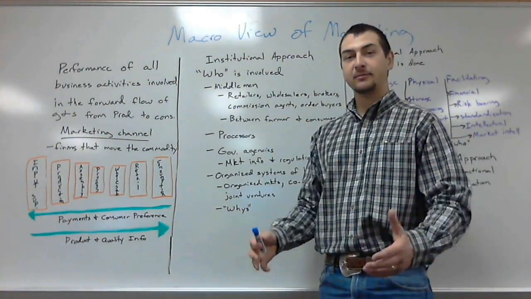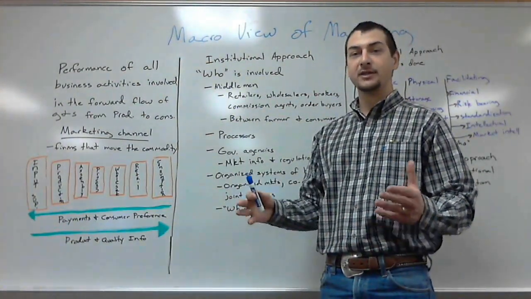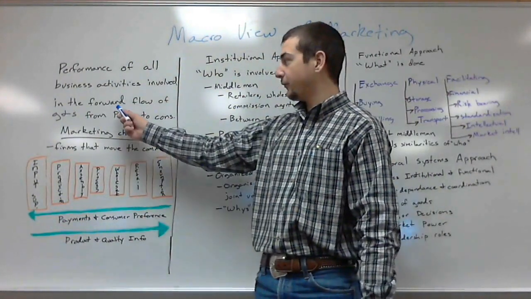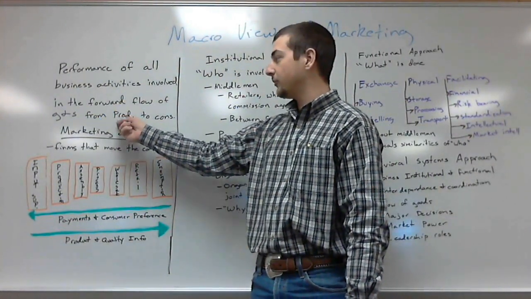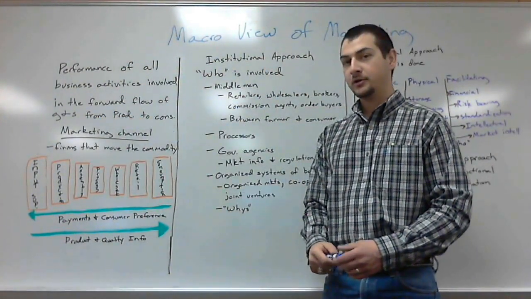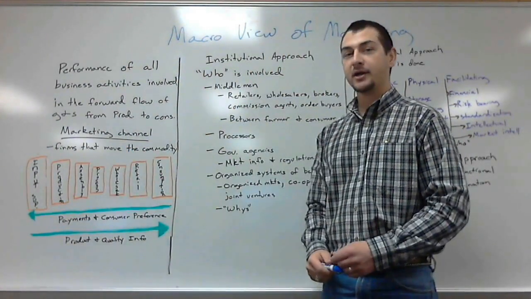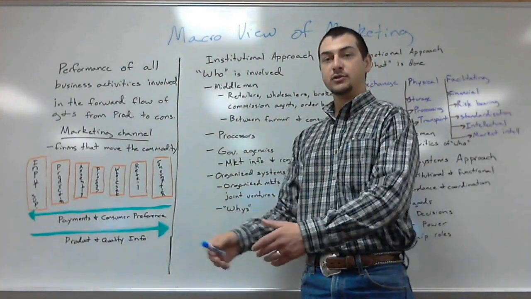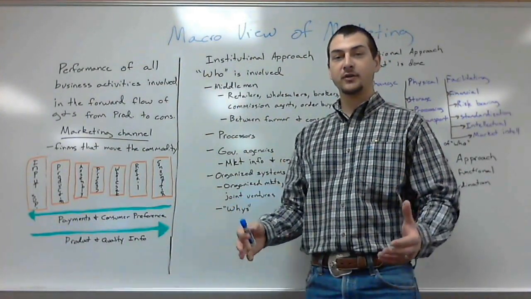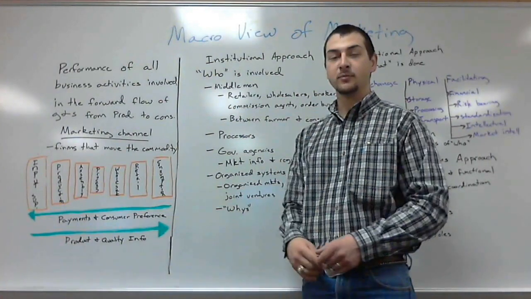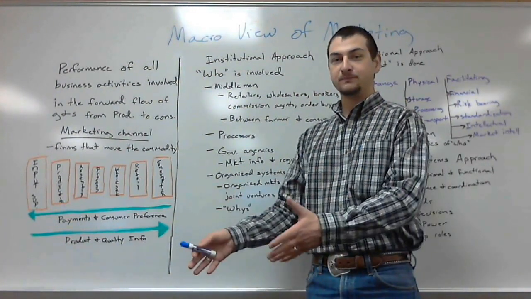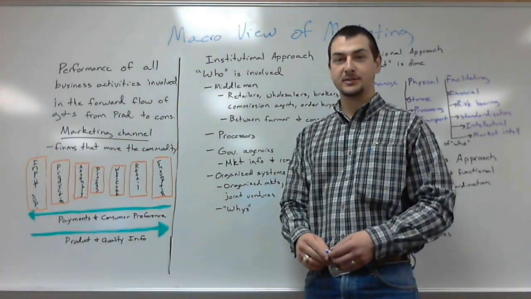Typically, whenever we think about the macro view of marketing, we look at the marketing channel. Now, this is the forward flow of goods and services from the producer to the consumer. So the marketing channel then is all the firms that move the commodity from the producer to the consumer. It's often thought of as from the farm gate to the consumer, so from the farmer to basically the food on their plate.